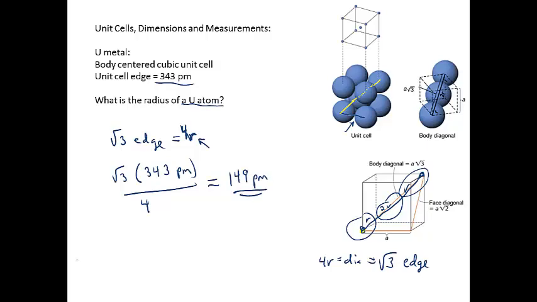And so this worked because the key here is the connection between the edge length and the diagonal across the unit cell from here over to there, which is equal to 4R, because those atoms are touching from here to here to here.